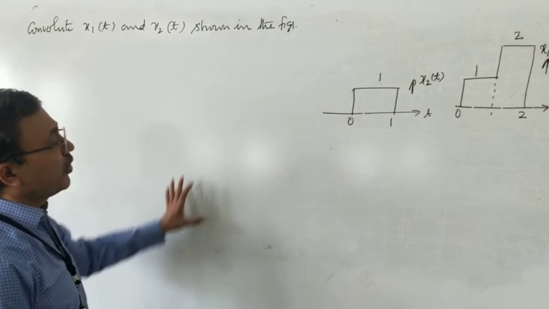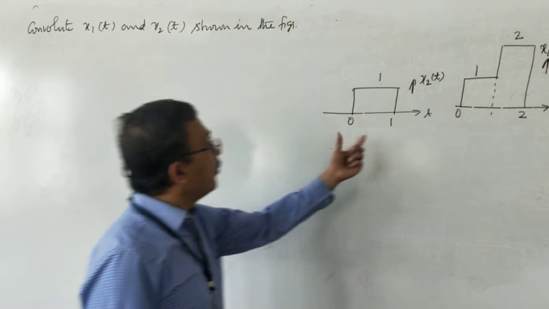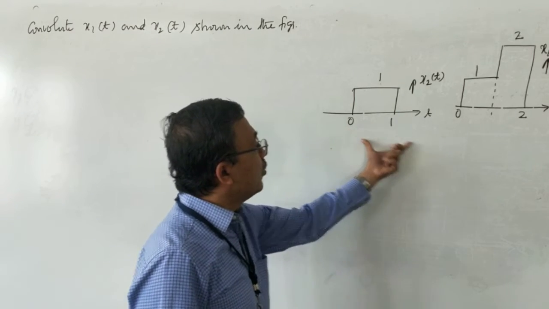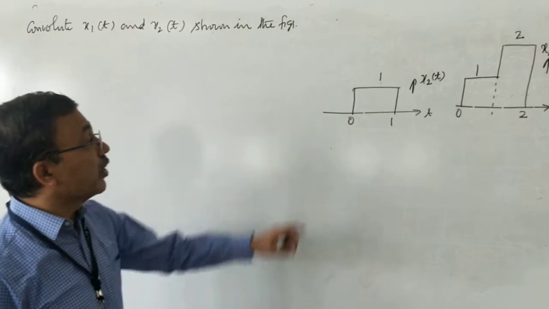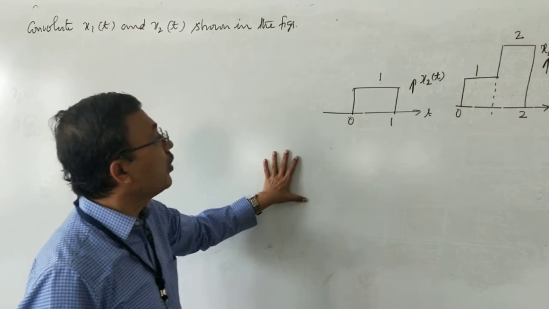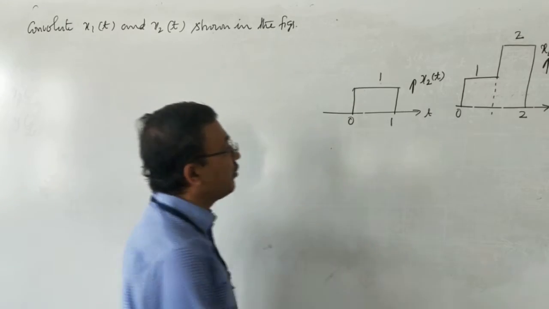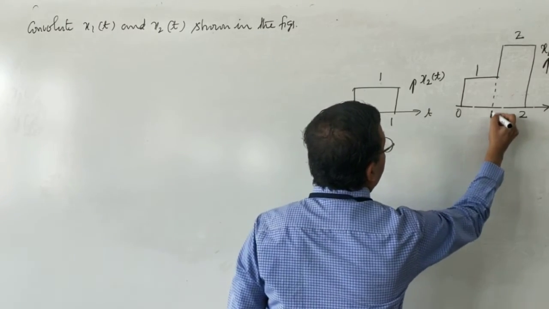In this problem, figures have been given. Width of this figure is 1 second. Width of this figure is 2 seconds. Therefore, y of t, which is x1 of t convolved with x2 of t, should have a width equal to 3 seconds.